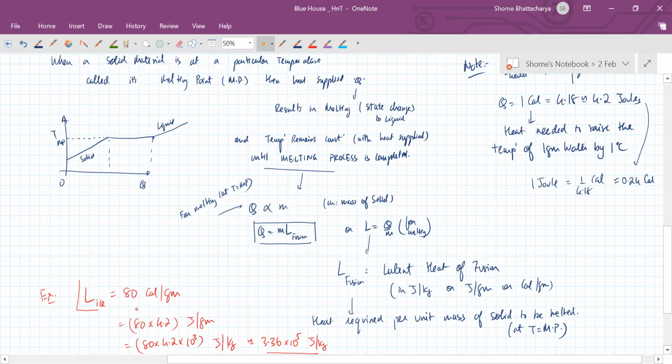You don't have to memorize these values. They'll be given when we are solving numerical questions. But for ice and water and all this, it is quite common in questions.